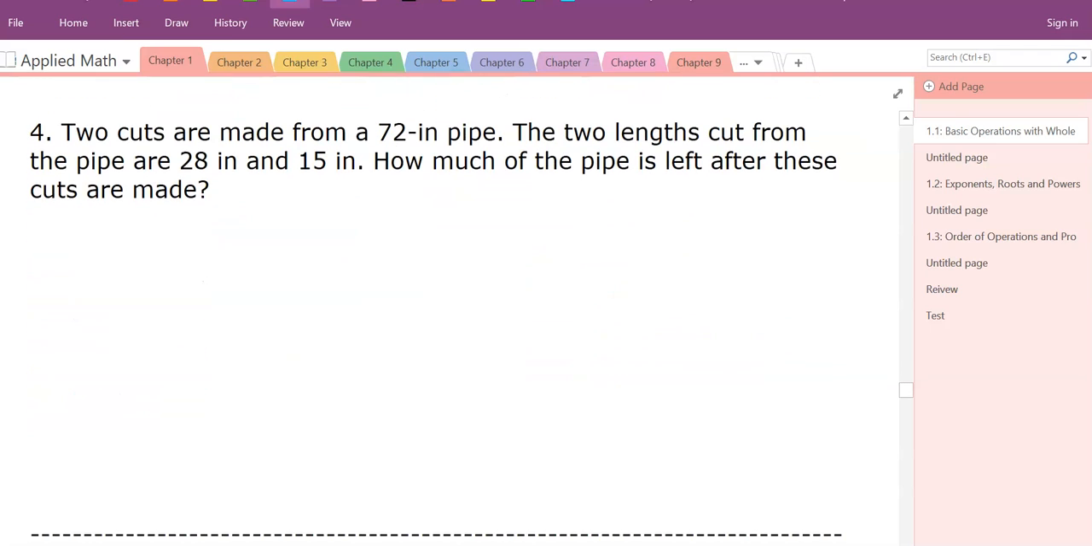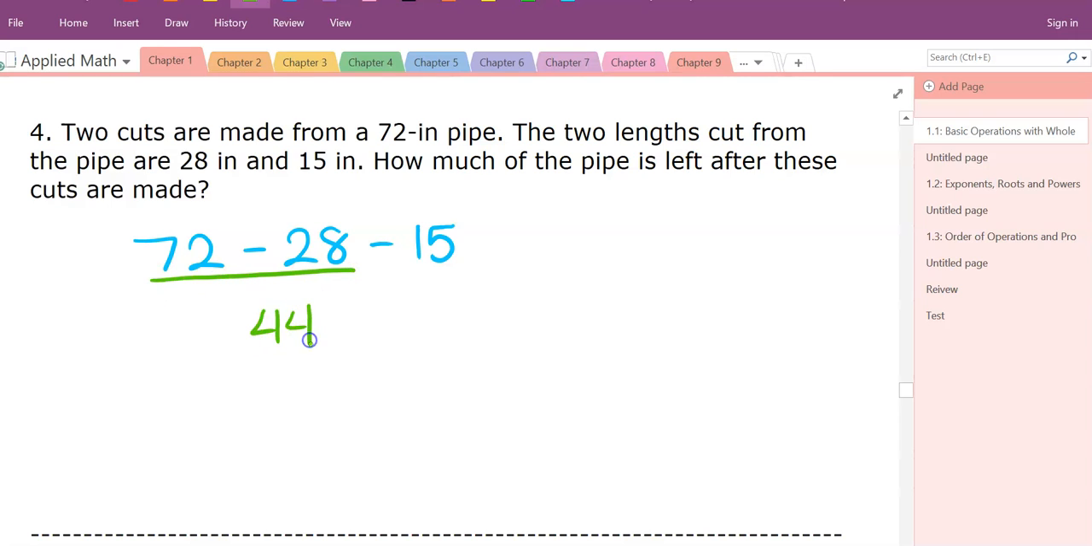Two cuts are made from a 72-inch pipe, and the cuts are 28 inches and 15 inches. How much is left? So we're going to take 72, subtract 28, and subtract 15. 72 minus 28, if we do that first, leaves us with 44. And then we subtract 15. And so we're at 29 inches.